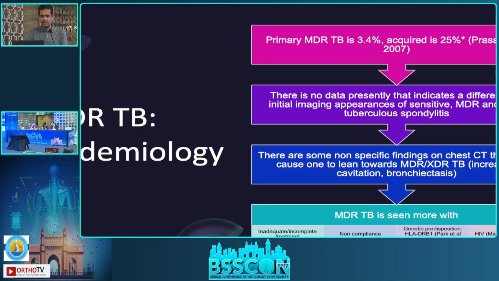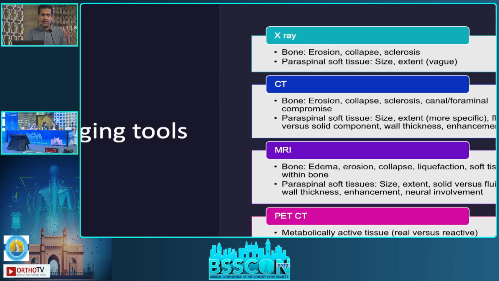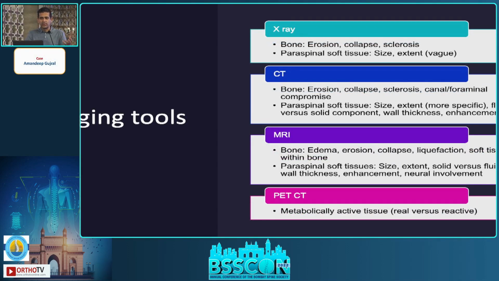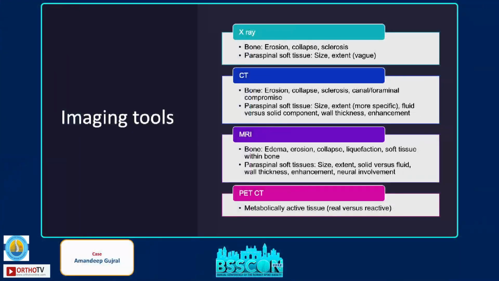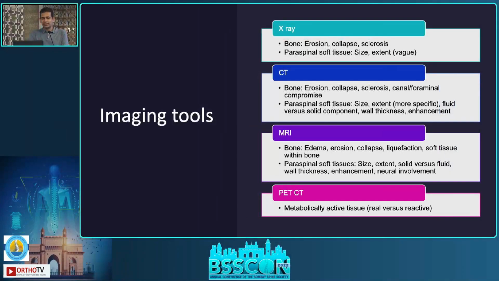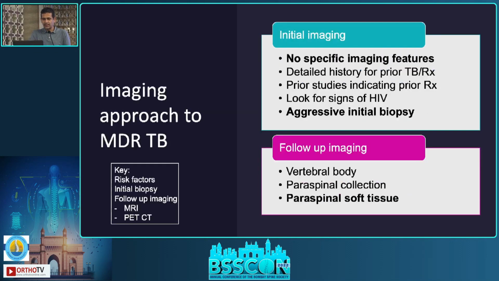The key things for us to remember are that MDR TB does exist. On X-rays, we look for classic findings like bone erosion and paraspinal soft tissue. On CT, we see similar things to that. On MR, we will see erosions, collapse, liquefaction, and soft tissue. And a PET CT will generally show us metabolically active disease. And when I say PET CT, we're talking about fluorodeoxyglucose, which is essentially looking at metabolism of tissue.